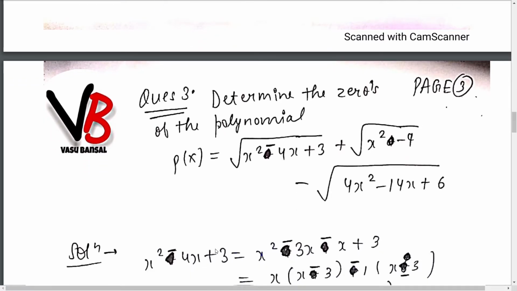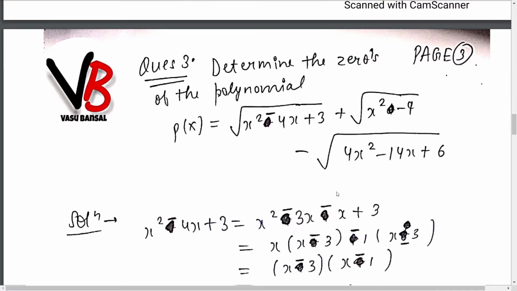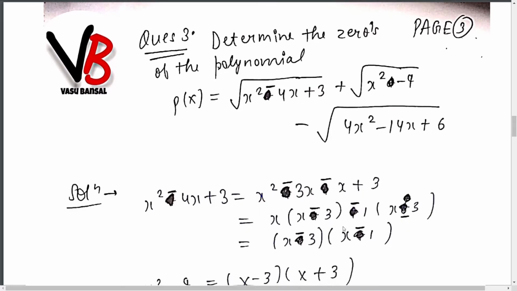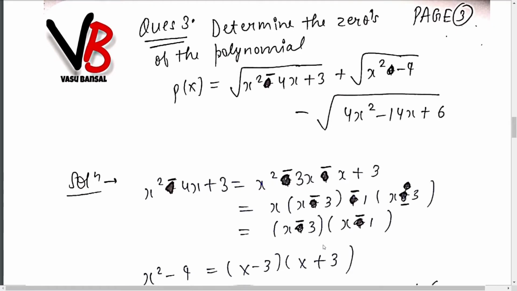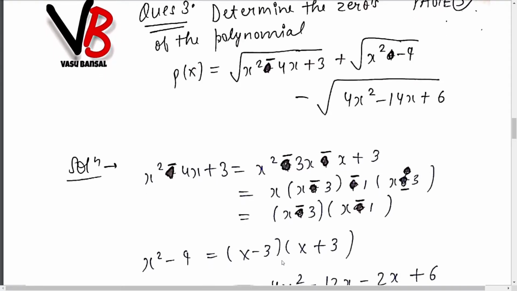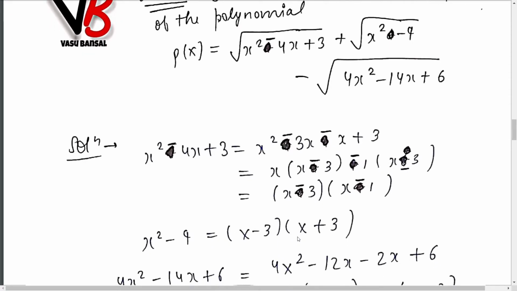x^2 - 4x + 3 can be factorized like this. 4x I have written as -3x - x, and then I have taken x common, x - 3, and from here -1 common, so x positive sign and -3 is left. Now I take x - 3 common, x - 1 is left, so this polynomial is factorized like (x - 3)(x - 1). Now x^2 - 9 can be written as (x - 3)(x + 3) using the identity a^2 - b^2 = (a - b)(a + b).